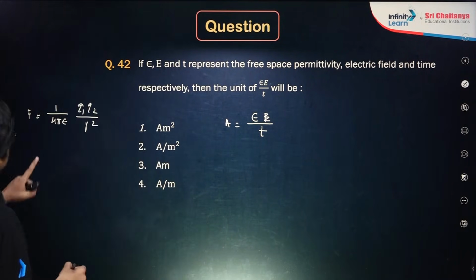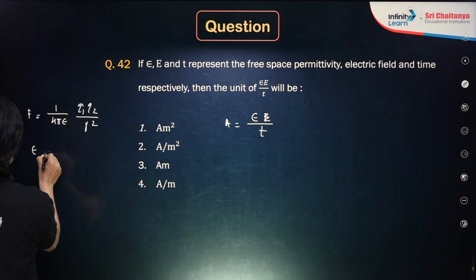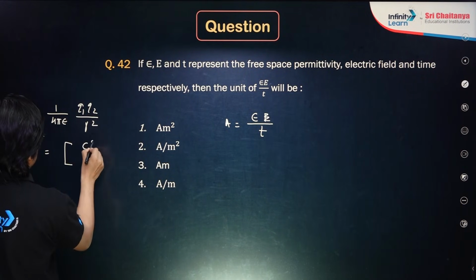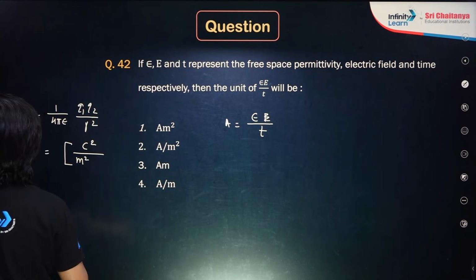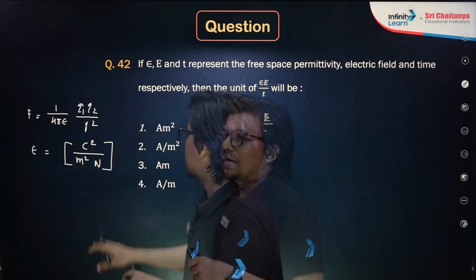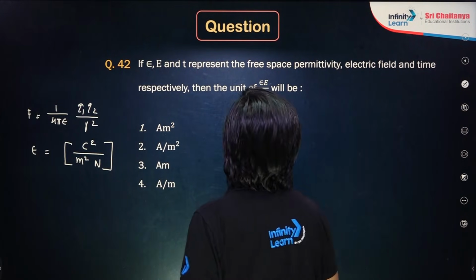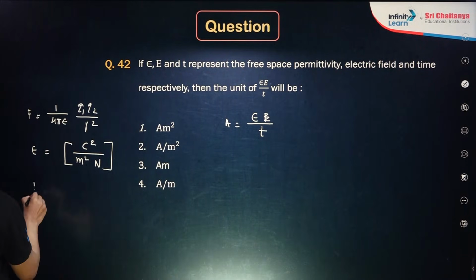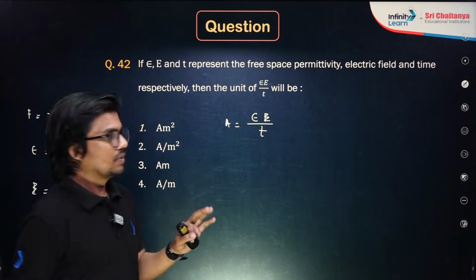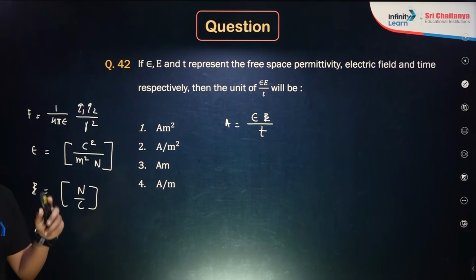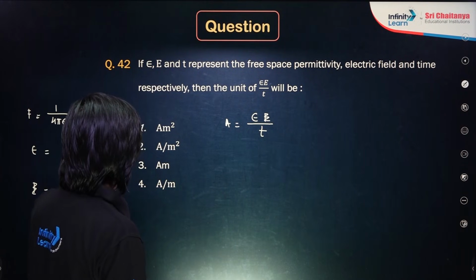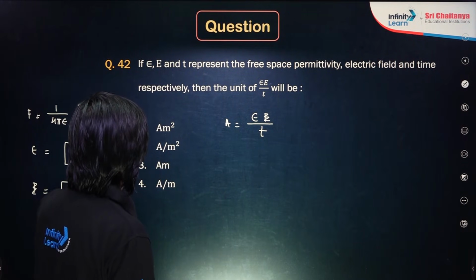from each other. Now you can write this epsilon is going to have the same dimensional formula as charge square divided by meter square, divided by Newton. That will be the dimensional formula for epsilon. E is the electric field, which has the same dimensions as Newton per coulomb. I'm just writing in units, because they are just asking for the units, not the dimensional formula. So I have written units of epsilon in terms of coulomb, meter and Newton.